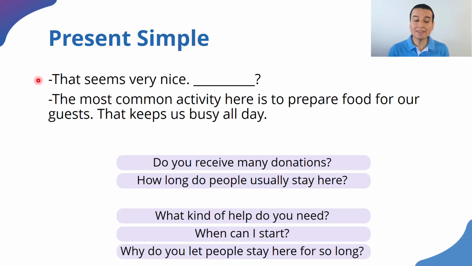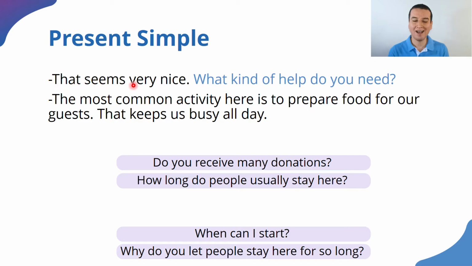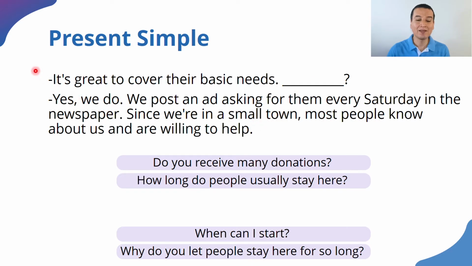Let's look at the next one. It says, "That seems very nice," blank. There goes the question. "The most common activity here is to prepare food for our guests. That helps us keep busy all day." So, what's the best question? "What kind of help do you need to help prepare food?" Good.